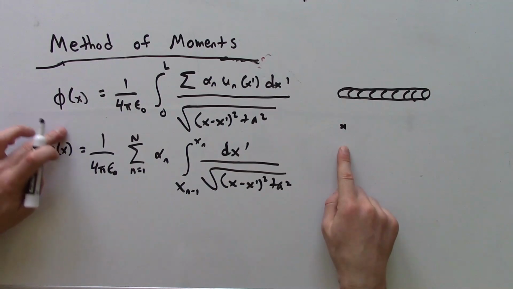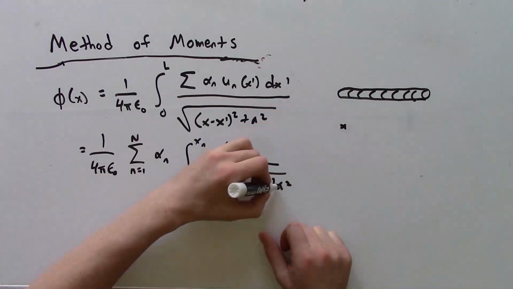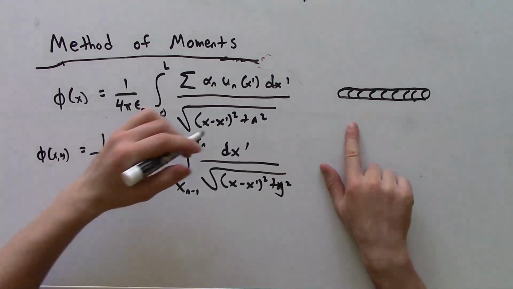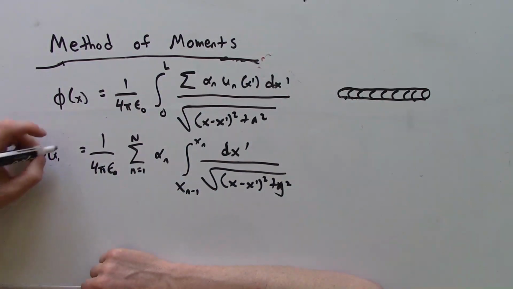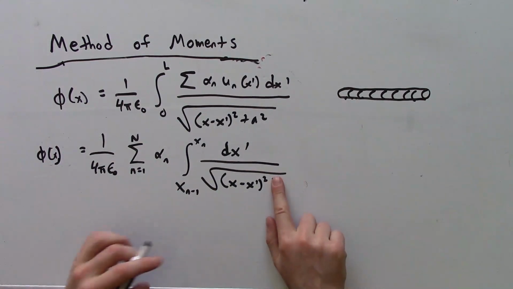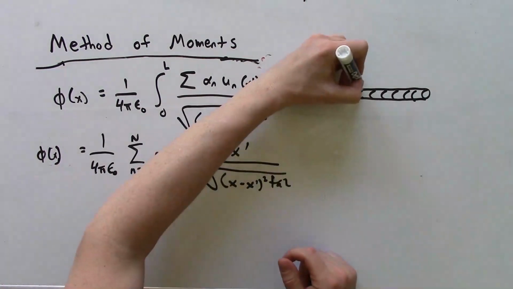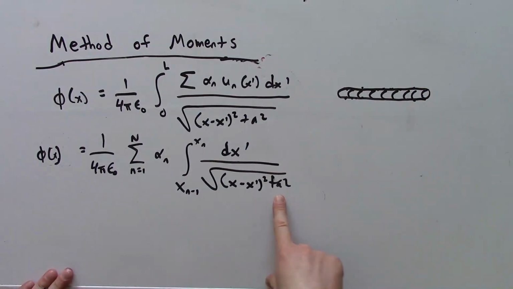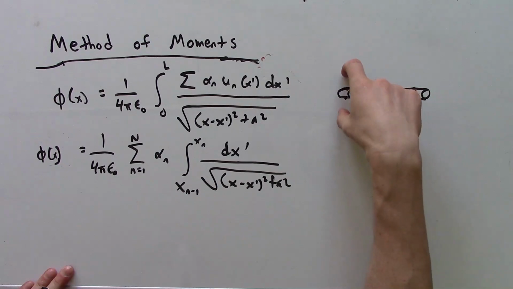Technically, except I can't do that just yet. If I had a y there, that would make sense. I could have an x comma y, but we are going to limit ourselves to points just along here. So we're going to write that as phi of x, like so, and then this becomes an a squared, like that. So I've limited myself to points along the wire so that this does not become a variable of y, and that's okay.